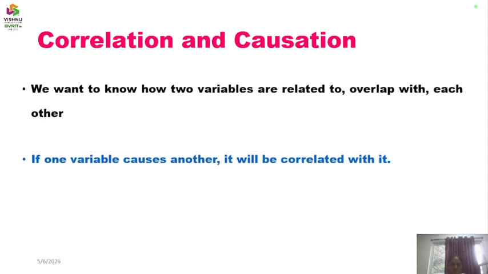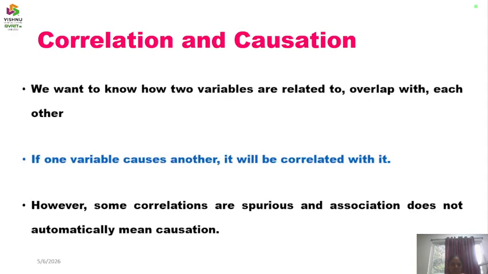Now correlation and causation also you have to see, because when you are knowing about correlation, causation is also very important. We want to know how two variables are related to or overlap with each other, that means how much strength will be there. If one variable causes the other, it will be correlated with it. However, some correlations are spurious, and association does not automatically mean causation. So this last line you can remember forever.